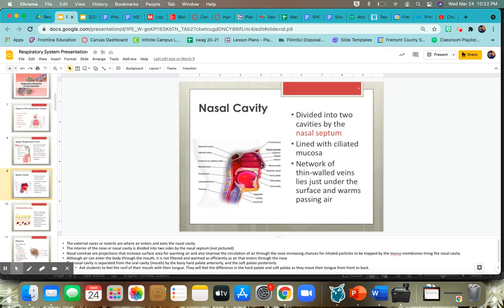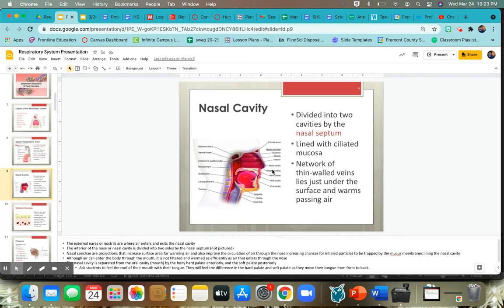Your cavity is lined with ciliated mucosa. Ciliated are like the little hair-like projections that help move mucus throughout it. The nasal conchae are projections of those ciliated mucosa, and they increase the surface area for warming the air and circulating the air, and increasing chances for those particles to be trapped by the mucous membranes in there. Although air can enter the body through the mouth, it doesn't get filtered and warmed as well as if it comes through the nose. So if you are trying to get quality oxygen, that's why they tell you breathe in through your nose, out through your mouth.